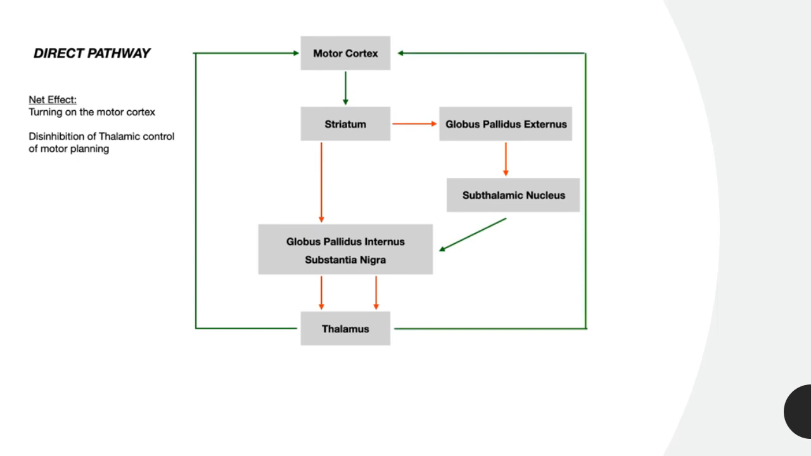So the left side of this flowchart is direct pathway, which we already talked about, and the right side of this pathway is the indirect pathway. And the net effect of the indirect pathway is to turn off the motor cortex. Okay, so you're activating the inhibition pathway, if you will. Now, this can be a little confusing for some people, so I really want you to hone in on what the two differences are clinically and functionally in these pathways.